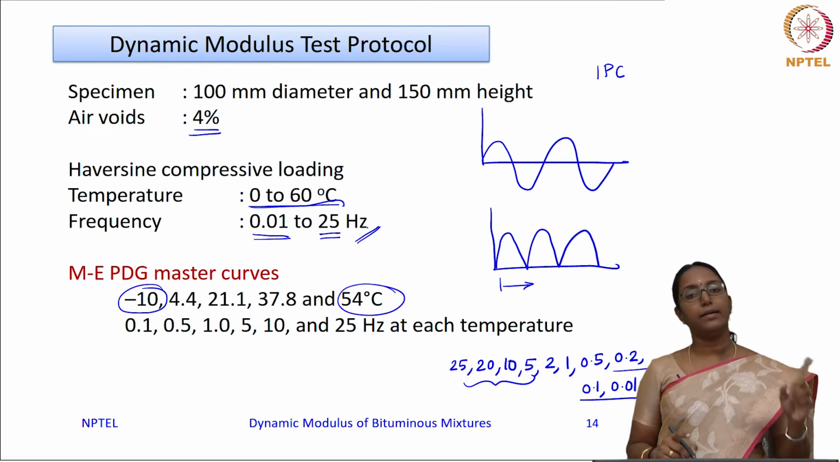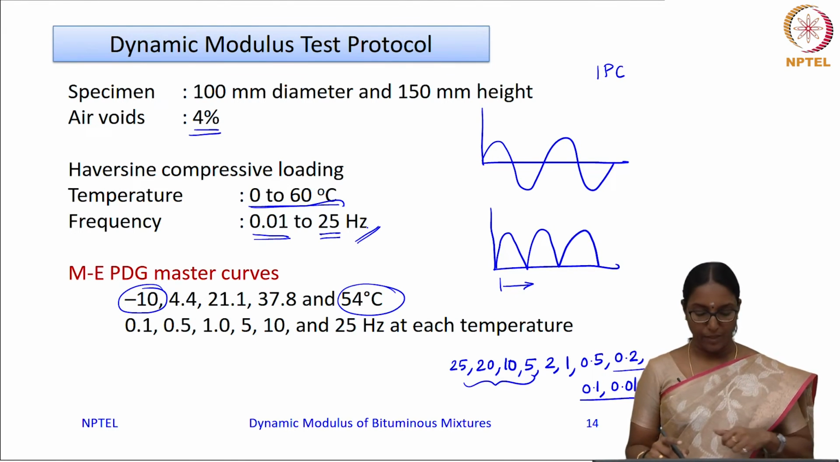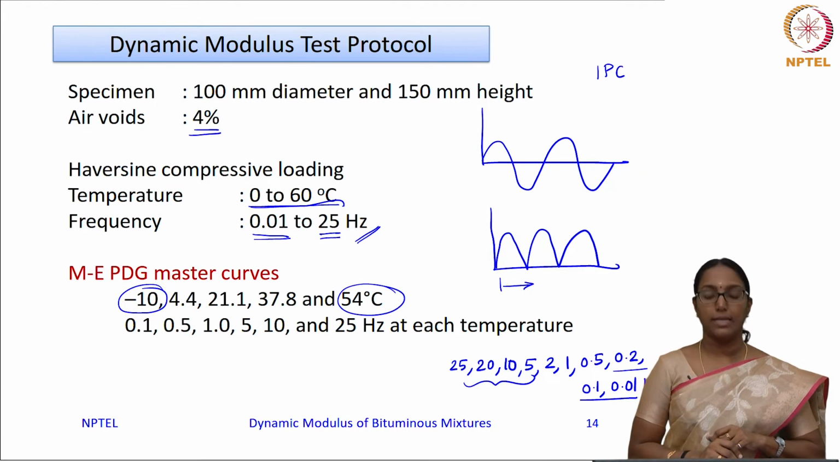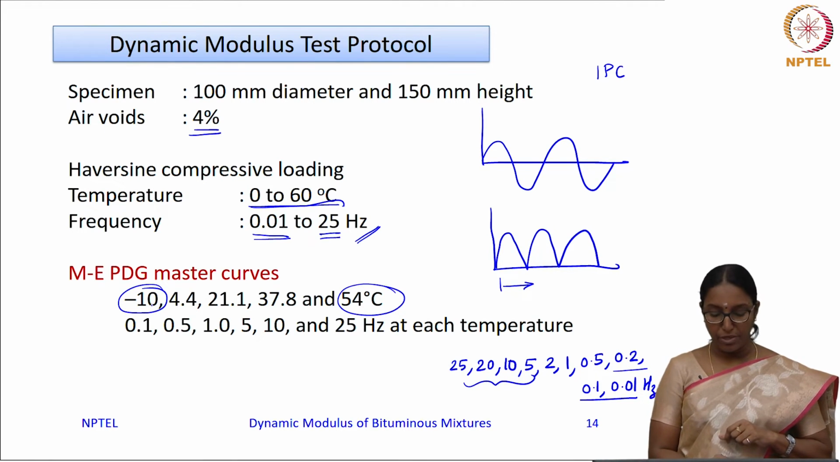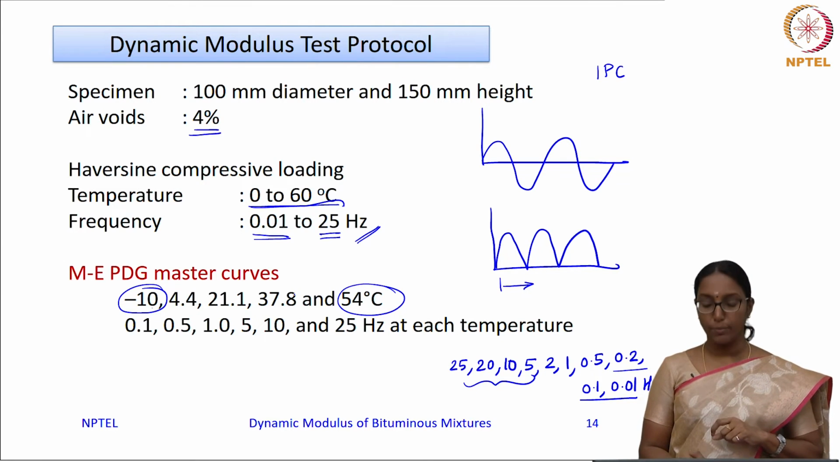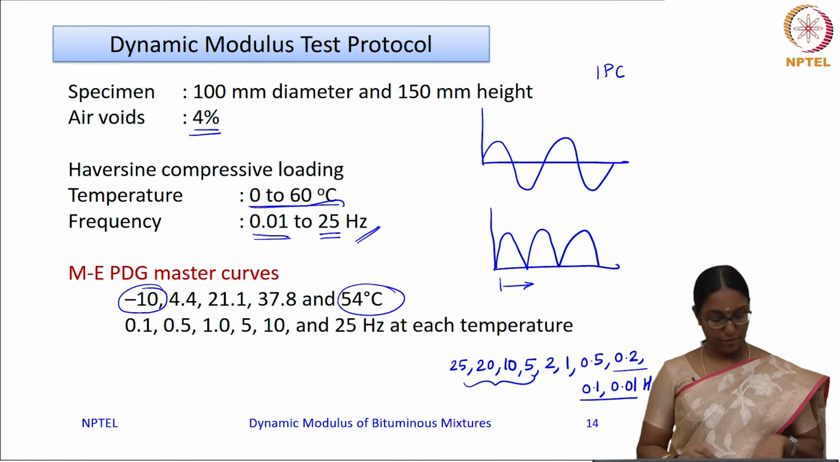And as I said, at different temperature conditions, from a lower temperature to a higher temperature. And the MEPDG suggests that you do it at different temperatures of minus 10, 4.4, 21.1, 37.8 and 54 degrees Celsius, at least at 5 frequencies.